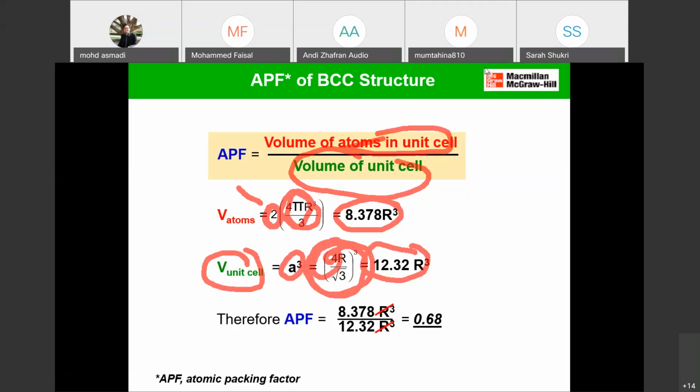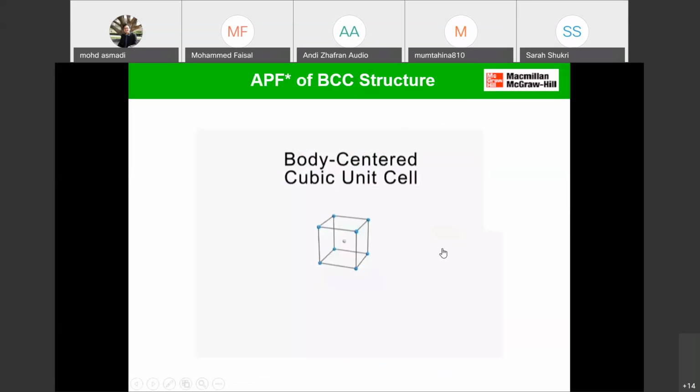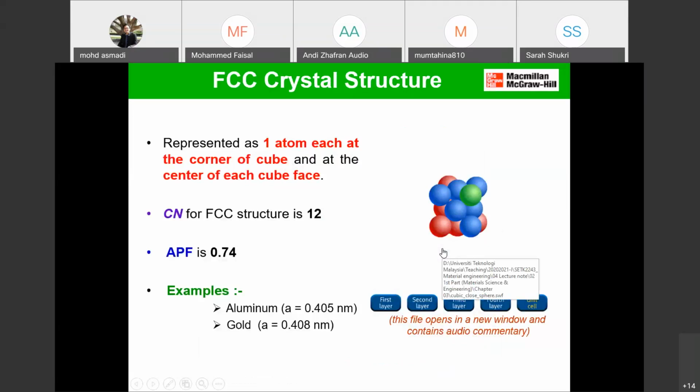So we take V atoms over V unit cell, and we can get 0.68. That means 68% is occupied by the metal and the rest is empty space or void. You have to remember that for BCC. So we already calculated the atomic packing factor for the BCC.